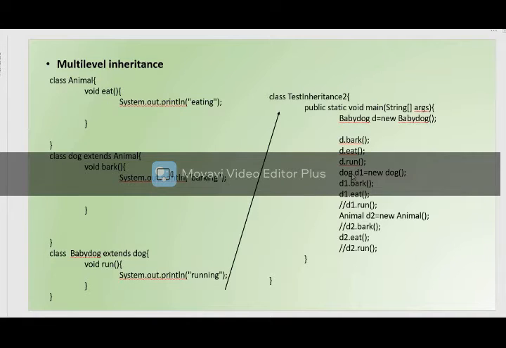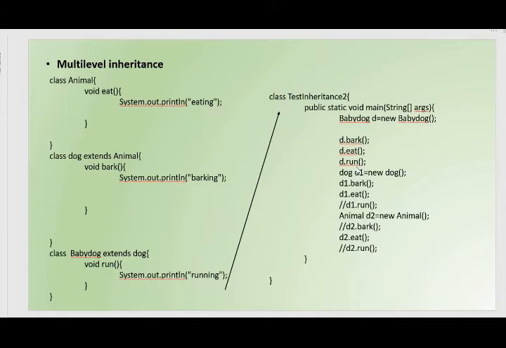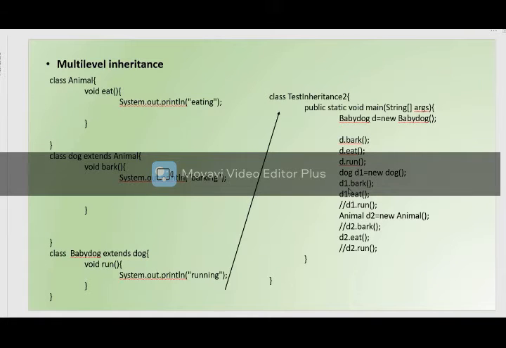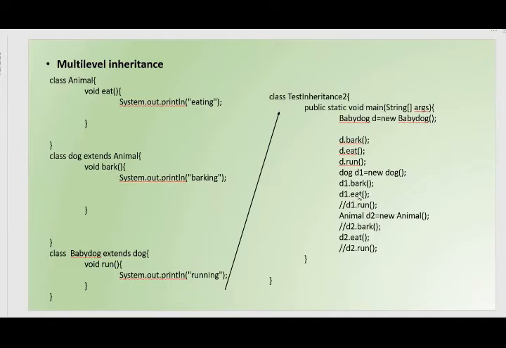After that, you can see there is another object creation: Dog d1 = new Dog. Here we create an object by referring to the Dog class. d1 is the object name. Here we call methods using this object. First of all, we call bark using the d1 object. That is not a problem. It is correct. And secondly, we call the eat method using the d1 object. It is correct because the Dog class extends the Animal class.